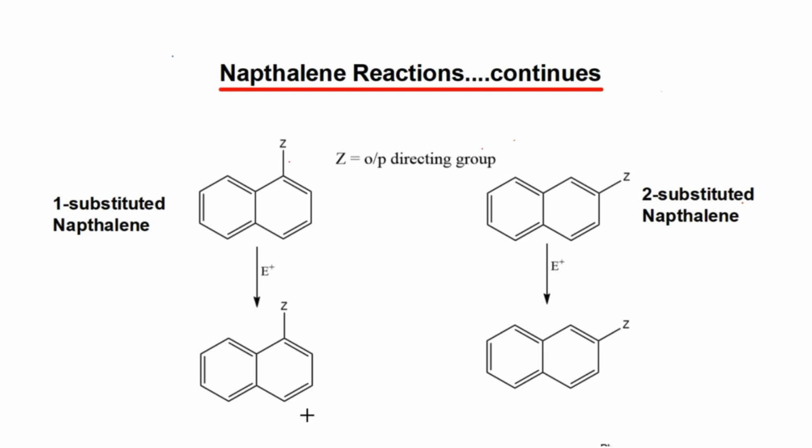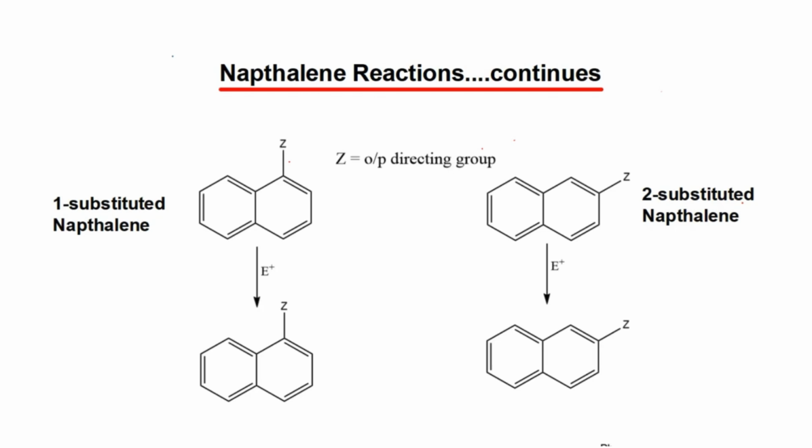monosubstituted naphthalene. What will happen if the monosubstituted naphthalene undergoes aromatic electrophilic substitution reaction, in which position will the incoming electrophile get substituted? That is the task now. So listen carefully. Here I took two different monosubstituted naphthalenes, 1 and 2, the two possibilities. Here Z is an ortho-para directing group.